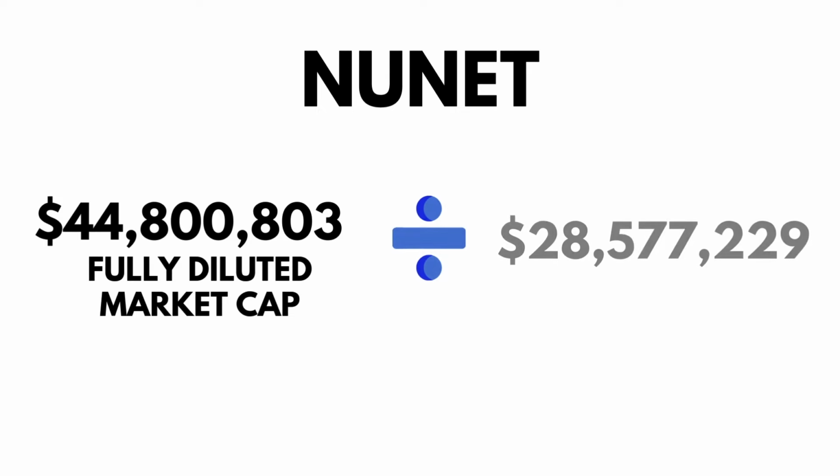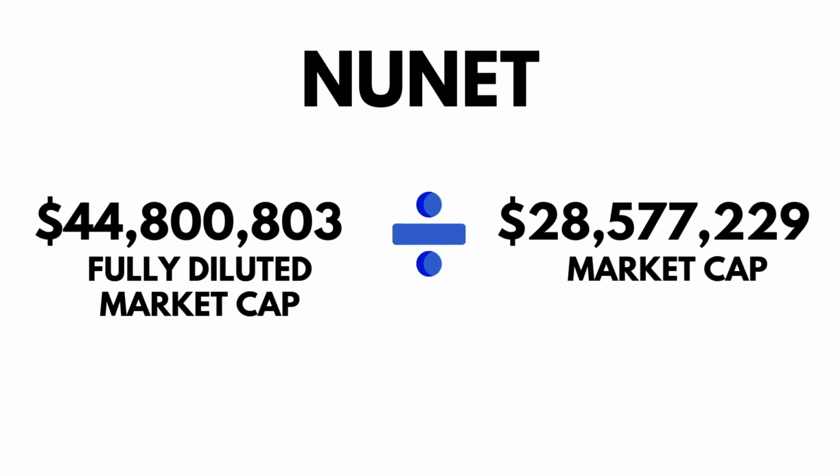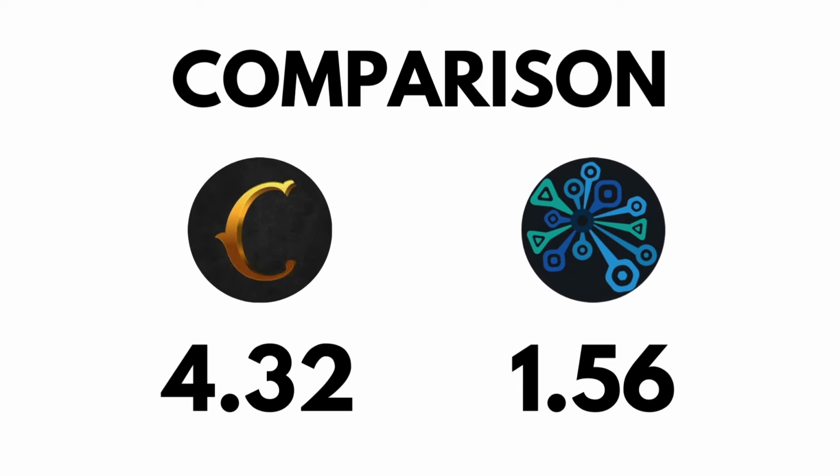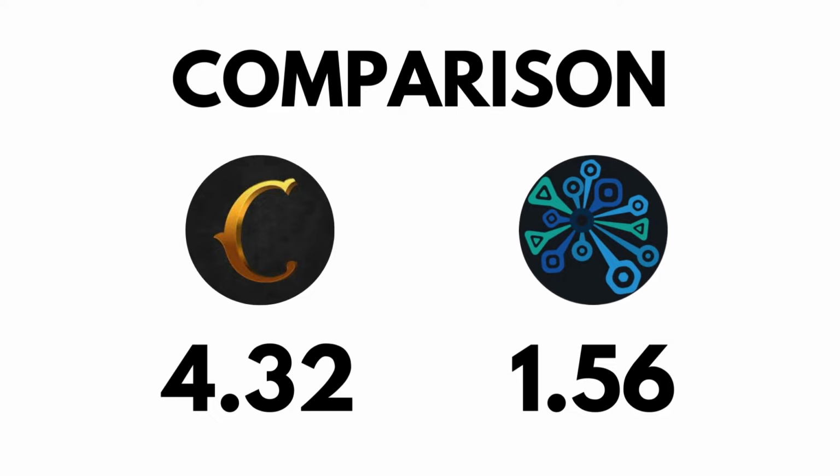44,448,008.03 divided by 28,577,229. I get 1.56. That's a lot lower than 4.3, right? So that can give us an understanding. Just this ratio isn't the hill to stand on. It's just a metric that you can use. Why don't we do one more?